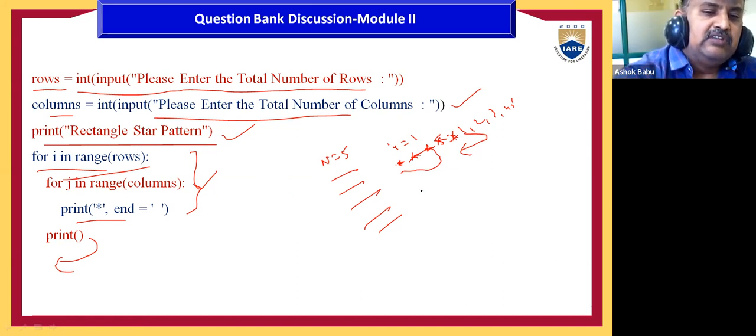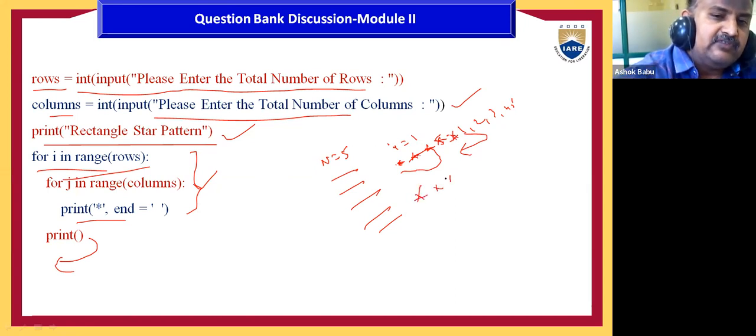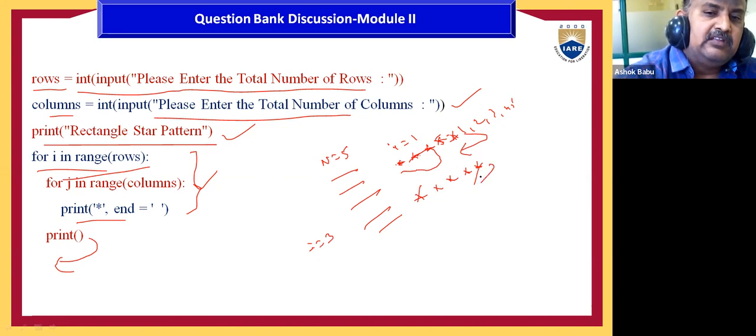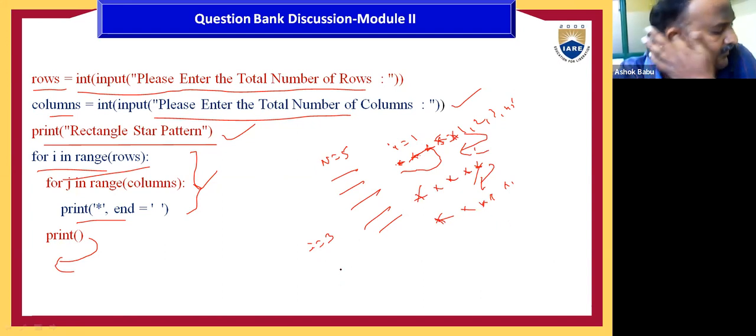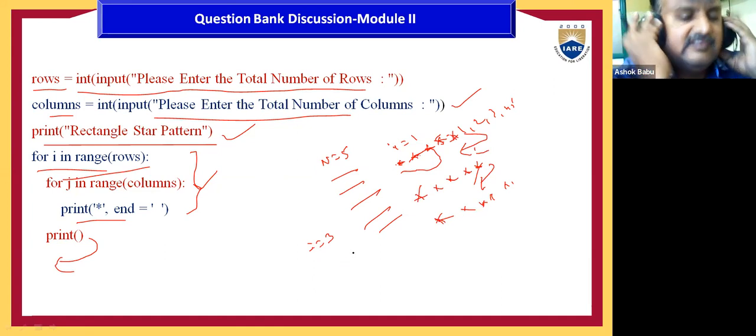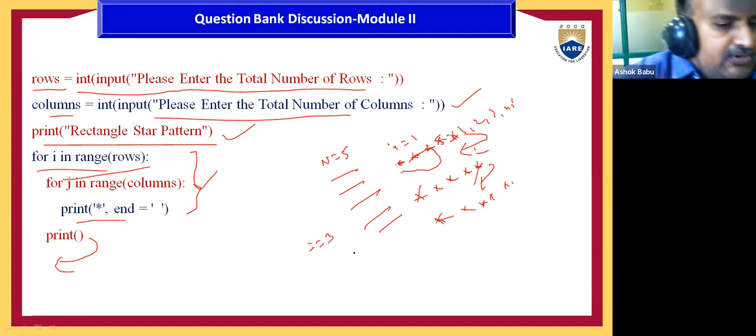When i equal to 2, it will print the j values 1, 2, 3, 4, 5. Next, i is incremented to 3, and it comes to the next row. Again it will print 5 stars. Like that, up to i equal to 5, it prints the rows. Please note the program. We will execute the program using the Python module.